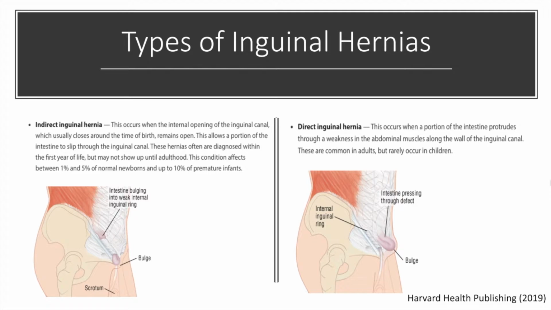The next is a direct inguinal hernia. This occurs when a portion of the intestine protrudes through a weakness in the abdominal muscles along the walls of the inguinal canal. These are common in adults but rarely occur in children.